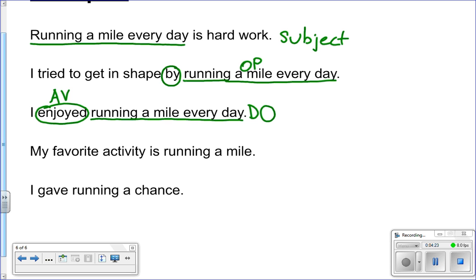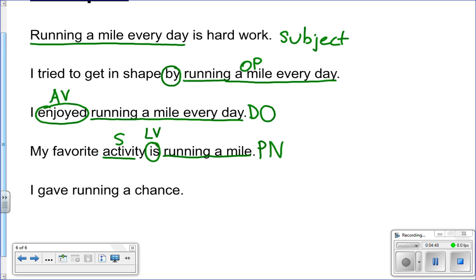In the next sentence, again, we have the gerund running. We say running what? A mile. We continue until we hit the period. This gerund is preceded by the word is, which is a linking verb, and that means we have a predicate nominative. Running a mile renames the subject of the sentence, which is activity, and that makes this a predicate nominative.